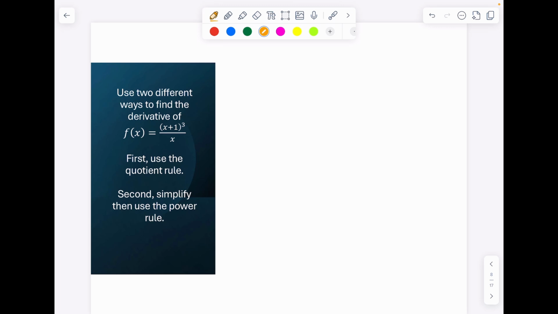I want to find the derivative of f of x in two different ways. The first is I'm going to use the quotient rule. Now, for the quotient rule, the first thing I'm going to do is I want to take the derivative of this numerator. If you're familiar with the chain rule, this would be a good place to use it.